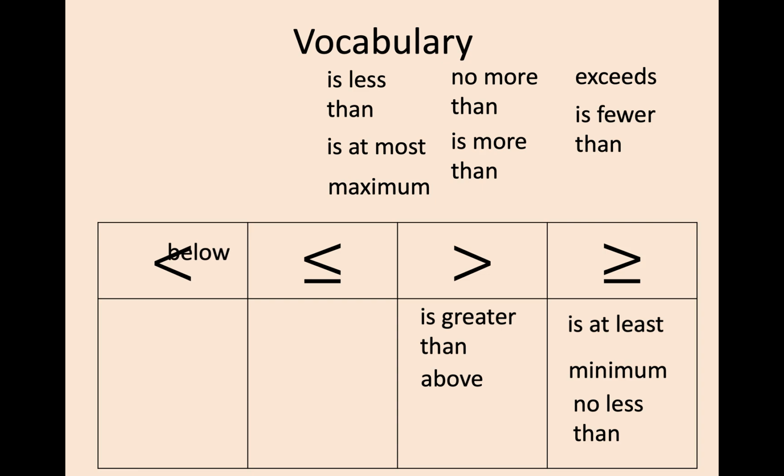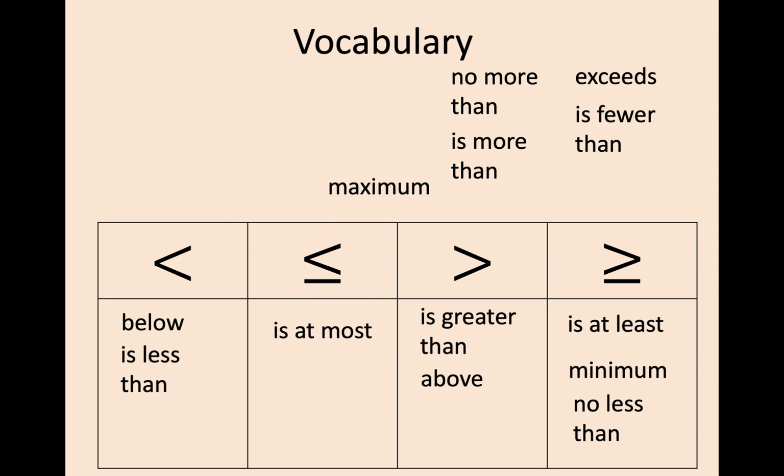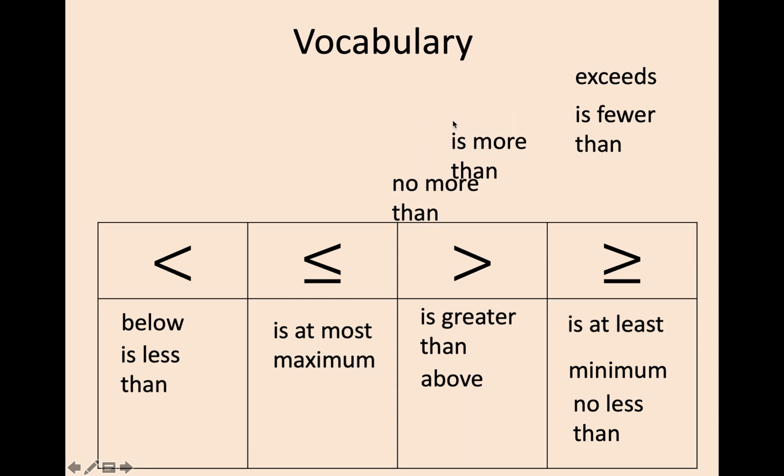Below is going to be less than, is less than, obviously is less than. Is at most. That means it's going to be less than or equal to. Maximum is also going to be less than or equal to. No more than. Well, you would think because of the word more than that it can be greater than, but it's not. It's no more than. So it is less than and equal to. Is more than is another word for greater than.